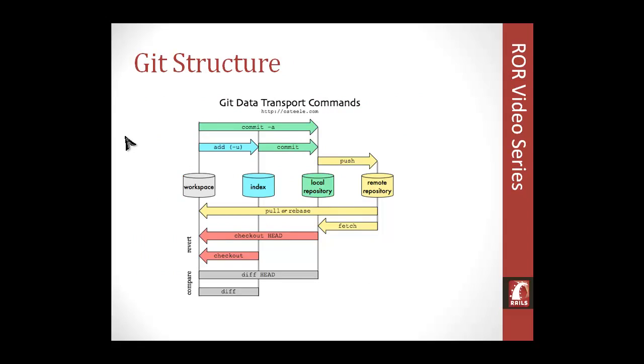So here's a graphic from Osteel.com that really depicts the workflow and the data flow of using Git. You'll see we have our workspace, which is our local machine, and then we have the remote repository, which is Heroku or whatever service you're going to use. GitHub is another huge name in Git. And then we have the index. This is the staging area between the workspace and the local repository.